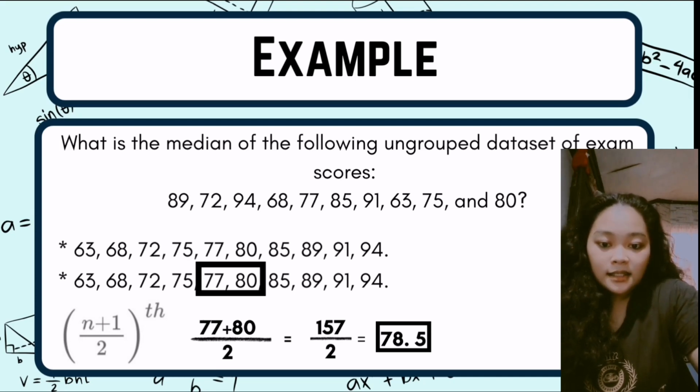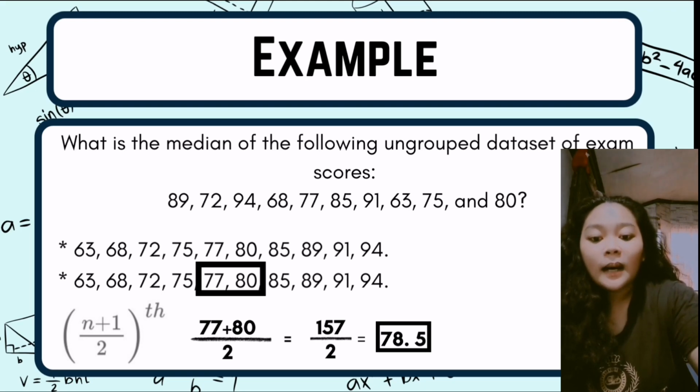In this case, there are two middle values, since it is an even number of data points. So the median is the average of the two middle values. We add the two middle numbers, 77 and 80. 77 plus 80 is equal to 157, divided by 2. So it is equal to 78.5, and that is our median.